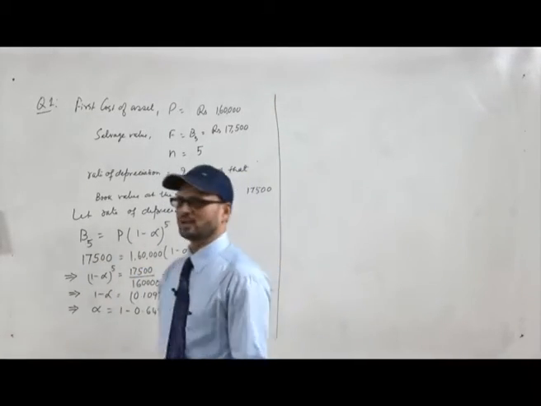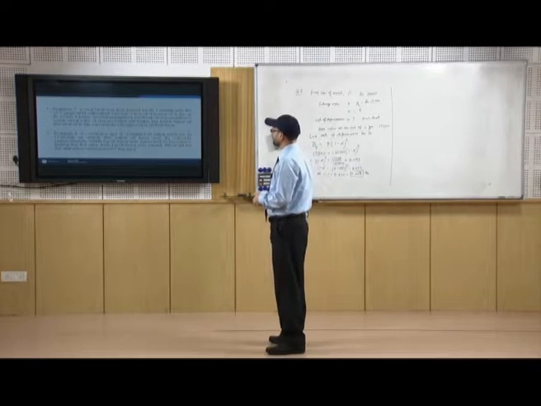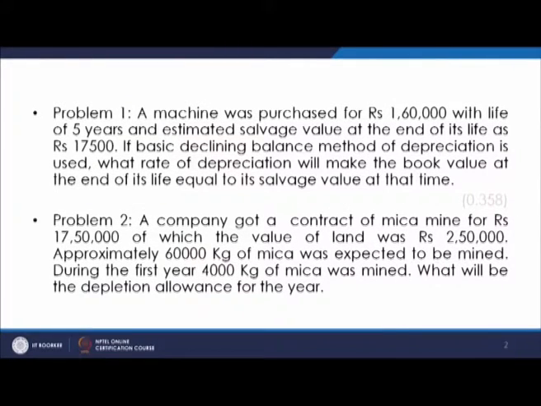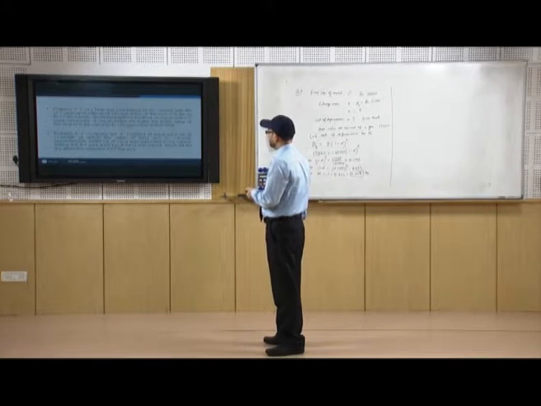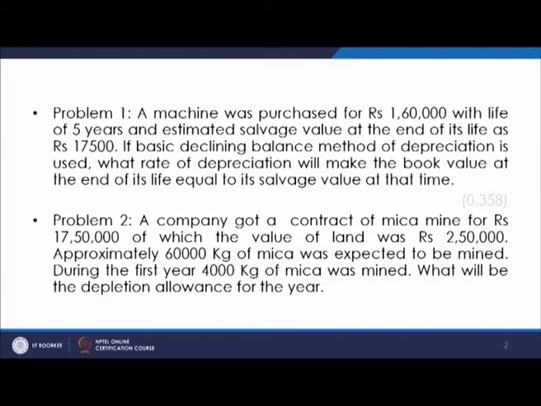Let us move to the second question. A company got a contract of a mica mine for rupees 17,50,000, of which the value of land was rupees 2,50,000. Approximately 60,000 kg of mica was expected to be mined. The company expects that during the contract period 60,000 kg of mica will be mined. During the first year 4,000 kg of mica was mined. What will be the depletion allowance for the year?